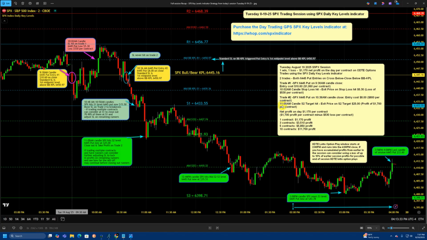24 minutes later at 11 a.m., the candle hit the S2 target. The exit price on the S2 target was $25. That's $25 is the close of this candle here, as we'll see on the thinkorswim chart. That's a profit of $1,700 per contract, because at $25, that's $2,500 per contract minus our $800 cost.